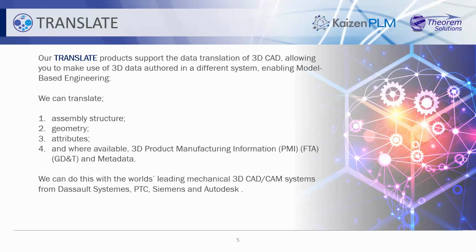It translates assembly structure, geometry, attributes, whether that's user-defined or standard, and where available, product manufacturing information, PMI or FTA or GD&T. They're all very much the same, or similar. They basically refer to the annotation and the 2D information applied to the 3D model.